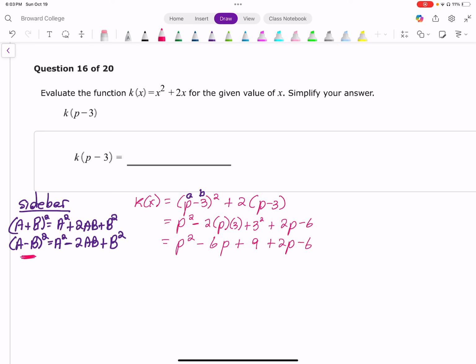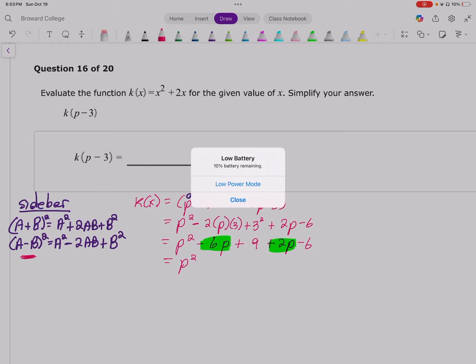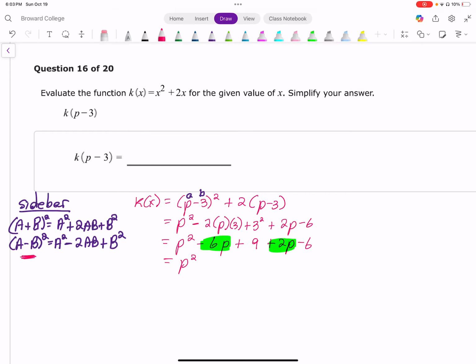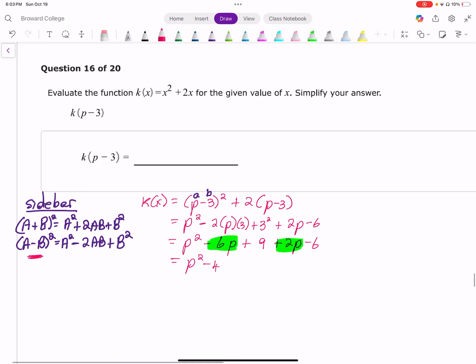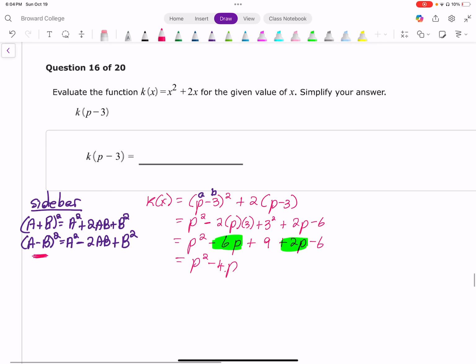All right, so let's simplify everything. We have p squared minus 6p plus 2p, that is going to give us negative 4p. And simplifying 9 minus 6 is going to give me a positive 3. And that's your answer.